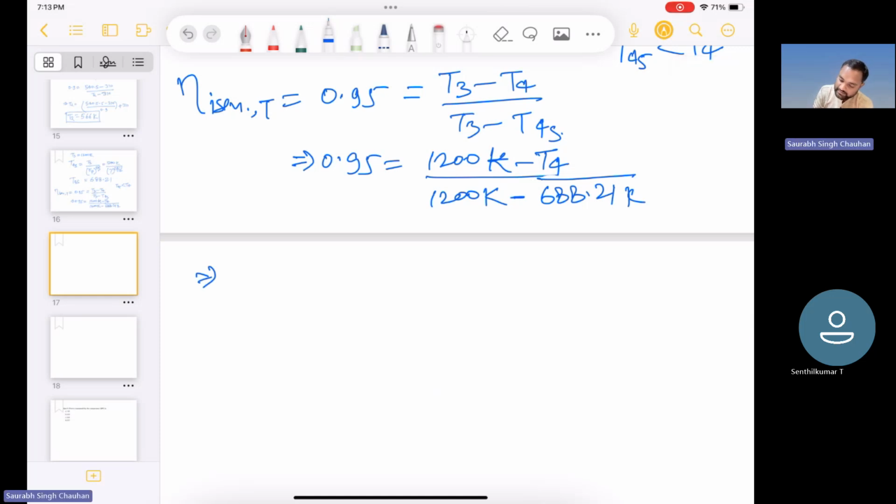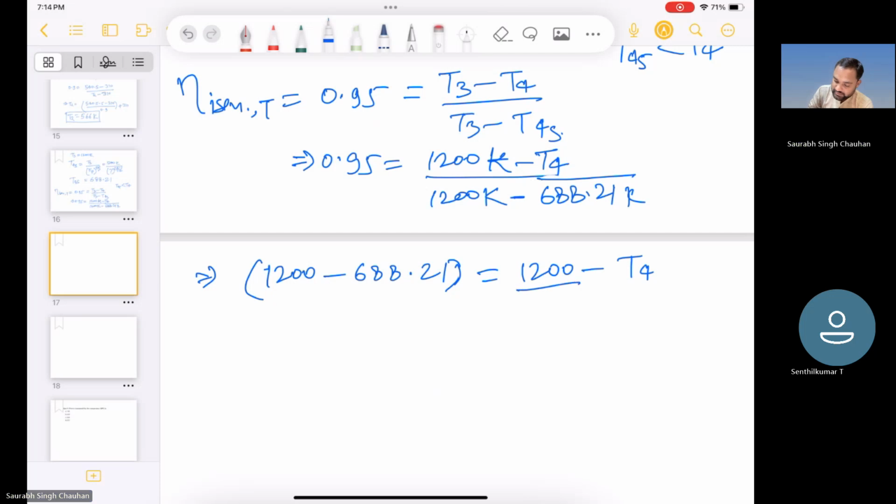So you can write 1200 minus 688.21, I'm not writing the unit, is equal to 1200 minus T4 divided by 0.95.